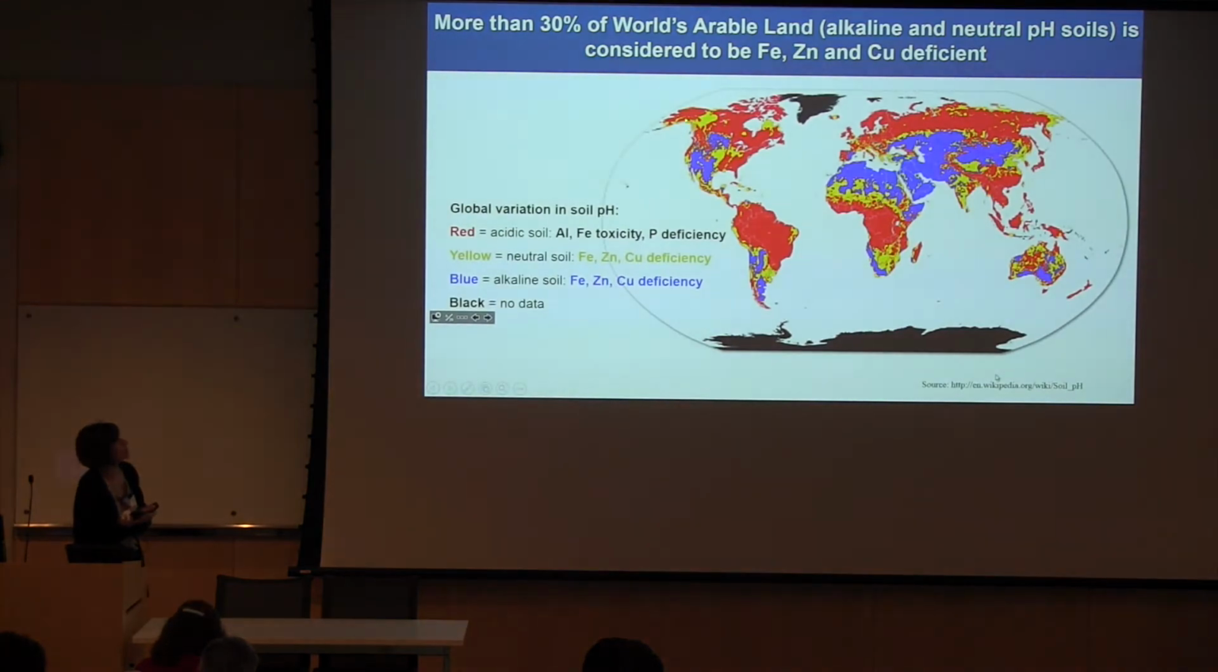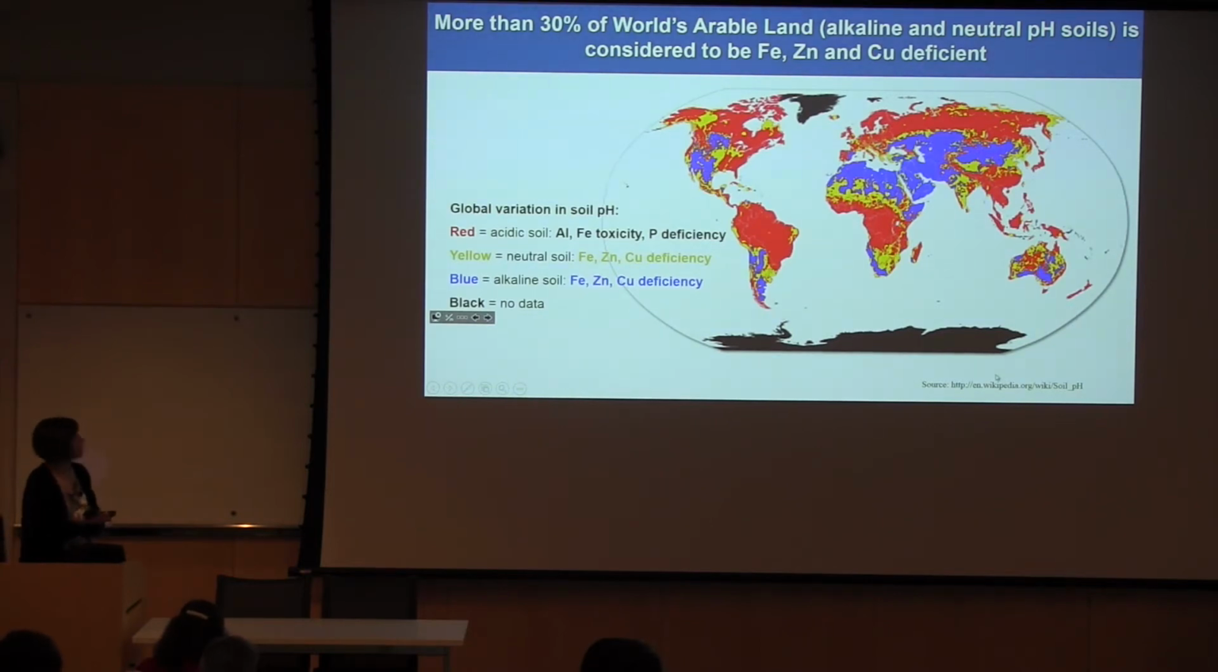And deficiency of iron in the soil, copper in the soil, and also zinc, occurs mainly in alkaline soils. Here in the map, you can see it colored as blue. And these alkaline and also natural soils occupy more than 30% of the arable land.